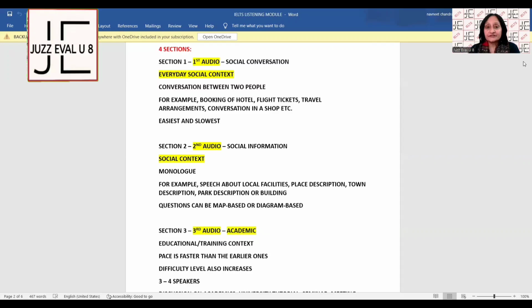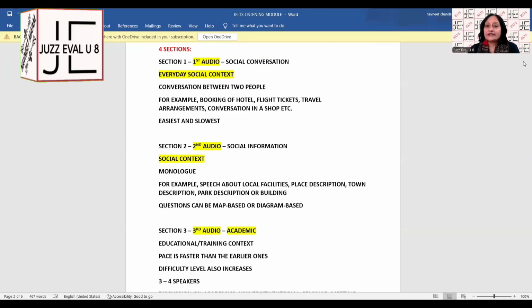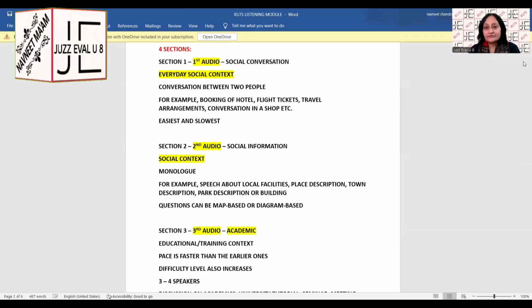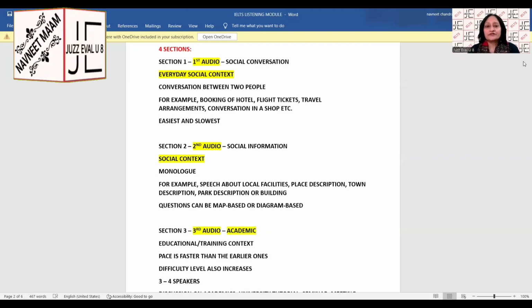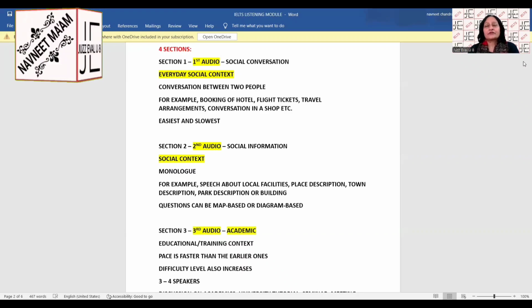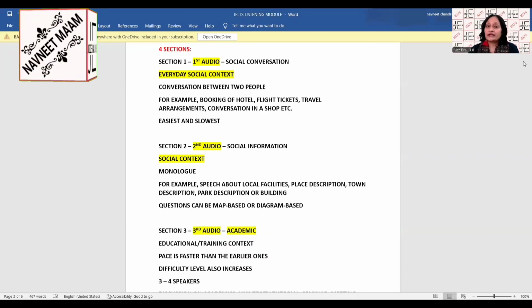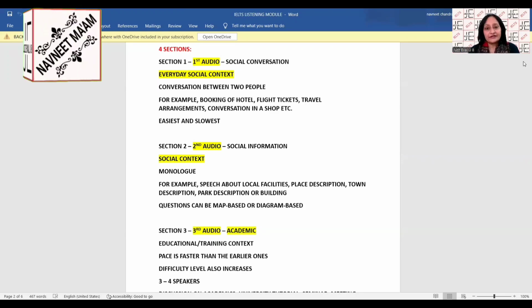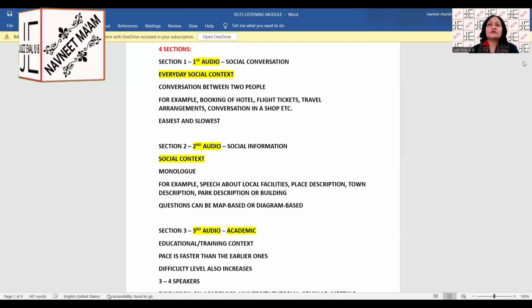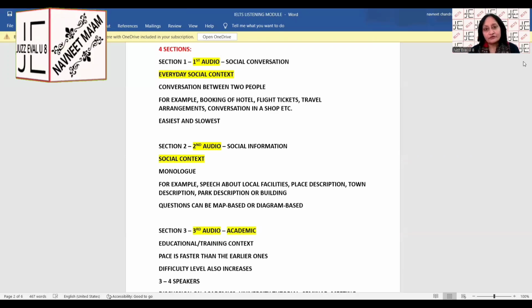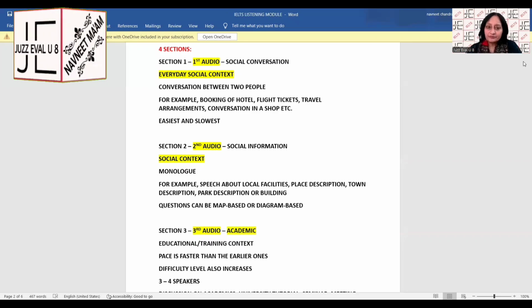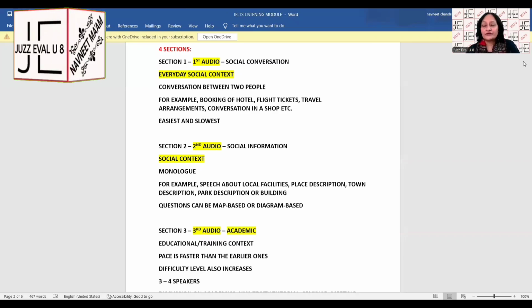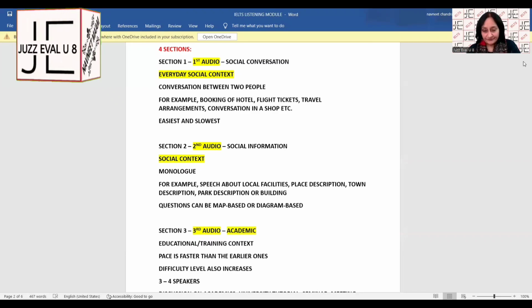As I've discussed earlier, there are 4 sections. Section 1, that is the first audio, deals with a social conversation. That is an everyday social context, like maybe two people conversing with each other, or a person trying to book a hotel with a receptionist at the other end, or booking of flight tickets, or a conversation between a shopkeeper and a customer. Basically, it's a conversation between two people. This is the easiest and slowest, and therefore highly scoring section.